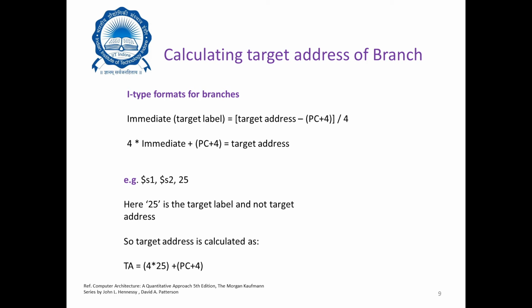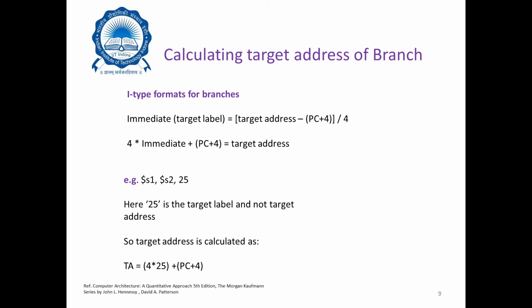So how to calculate the target address of branch first, and then we'll move to how to calculate the target address of jump. In case of I-type formats for branching, the immediate or target label is equal to (target address minus (PC plus 4)), whole thing divided by 4. That is, 4 multiplied by the immediate field plus PC plus 4 gives you the target address. So that's the generic formula.